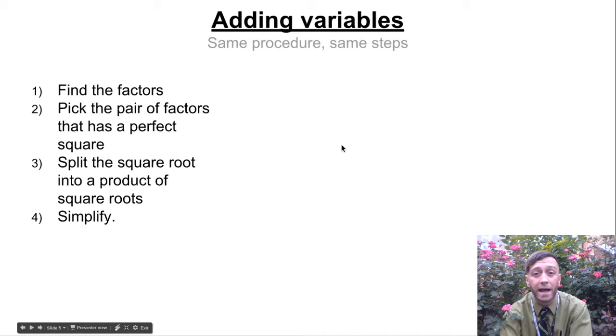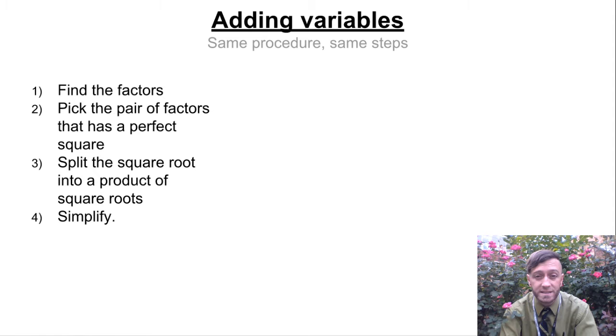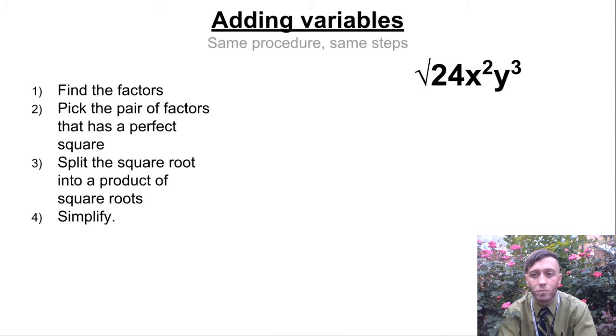Okay, so adding variables. We're going to do the exact same thing, same steps. You just have to do it separately for your coefficient and for your variables. So find your factors, pick the pair of factors with a perfect square root, split your square root into a product of square roots, and simplify. What have I got? Square root of 24x squared y to the third.